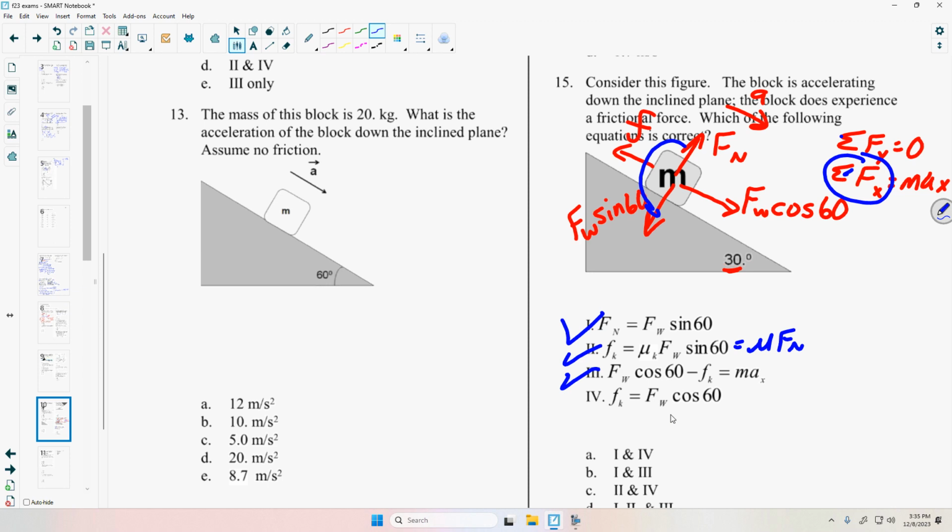Yeah, that's right. Be careful here because notice that you might have thought the signs were wrong because it seems like this should be negative, but it's not negative. This should be positive. It's in the positive x direction, and this is in the negative x direction. Because of the way that the inclined plane is drawn, that's a positive value. And then Fk is equal to Fw cosine 60. No, that's not correct. So it's just 1, 2, and 3.